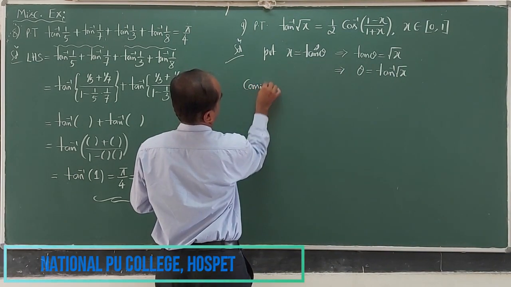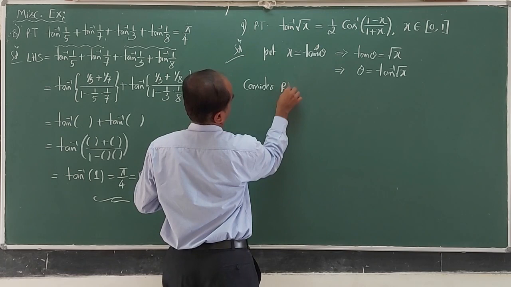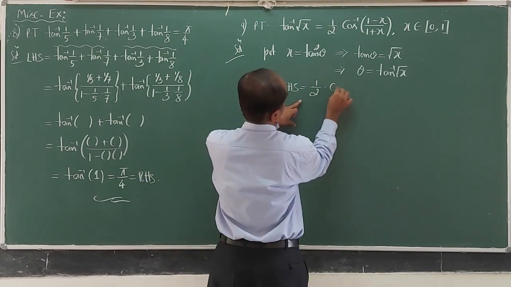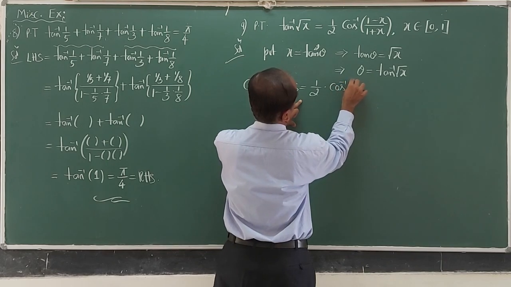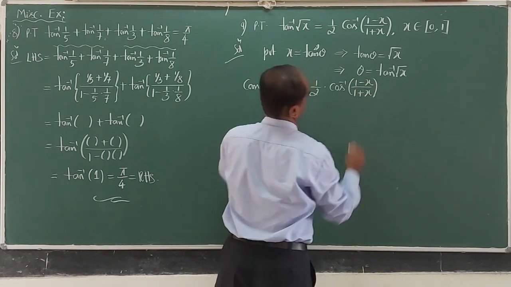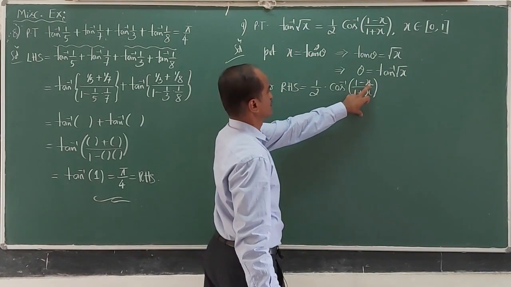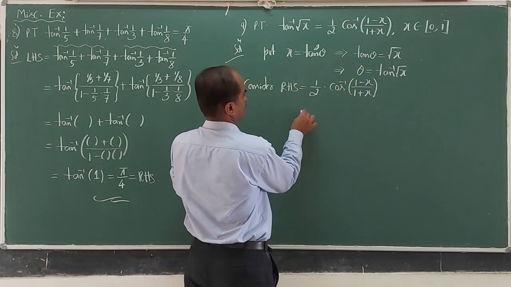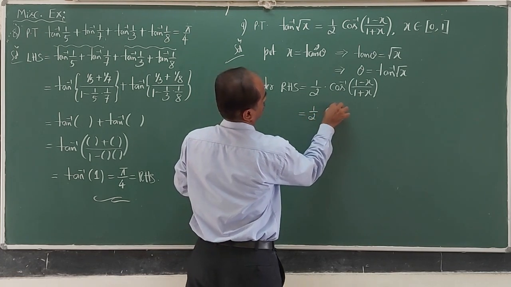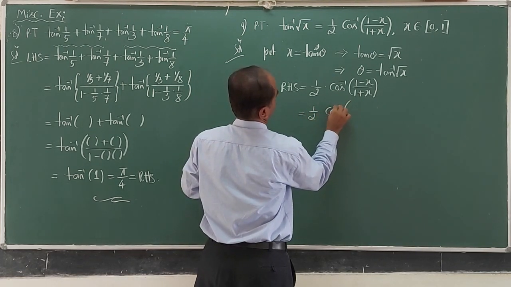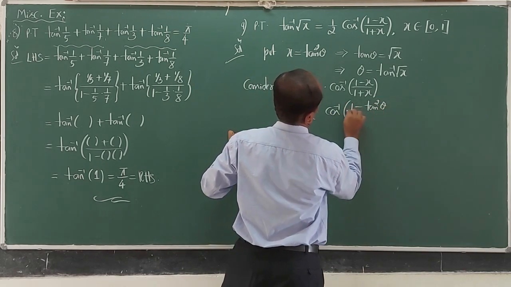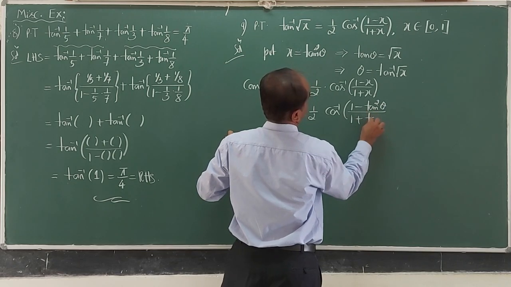I start with RHS. It is 1 by 2 times of cos inverse of 1 minus x by 1 plus x. Now what is our substitution? X equal to tan square theta. So half into cos inverse of 1 minus tan square theta divided by 1 plus tan square theta.